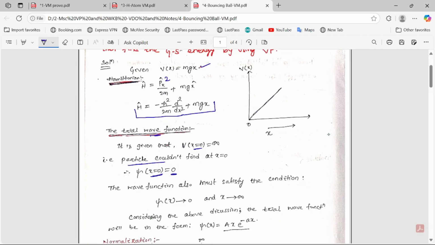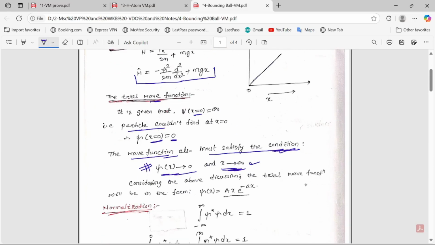Another condition that any wave function must satisfy, which you must always remember, is that as x tends to infinity, the wave function vanishes. This is another important condition for any wave function. So psi(x) tends to 0 when x tends to infinity. By considering these two conditions, we are going to construct the trial wave function. Here I have written the same thing. Considering the above discussion, the trial wave function will be in this form.